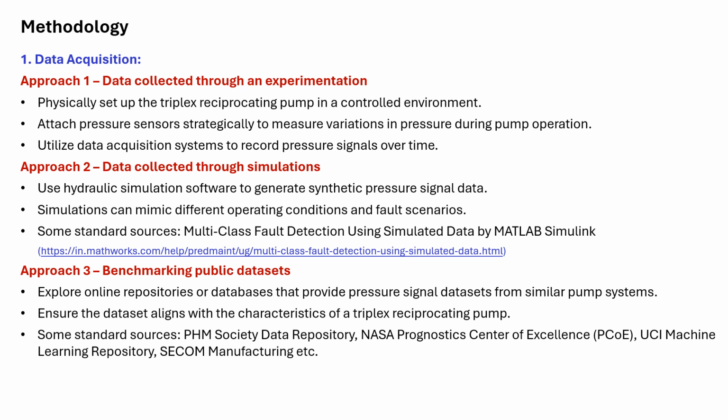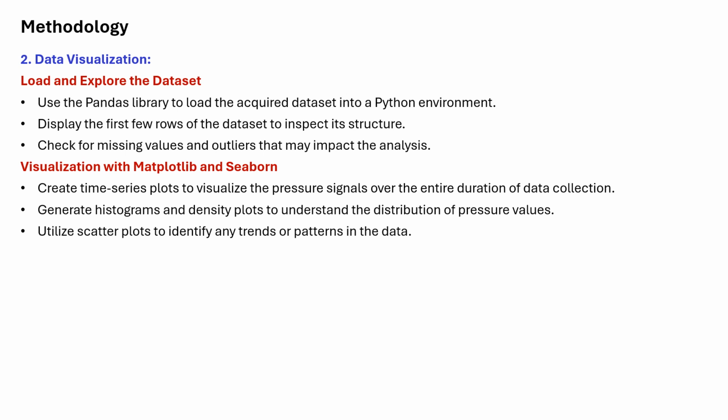The third and last could be the use of benchmarking public datasets. Here you can explore online repositories or databases that provide pressure signal datasets from similar pump systems. You can use datasets available from PHM Society Data Repository, NASA Prognostic Center of Excellence, PCoE, UCI Machine Learning Repository, SECA Manufacturing, etc. Once the data is collected through any of the approaches discussed in the previous slide, we move to the next phase of data visualization.